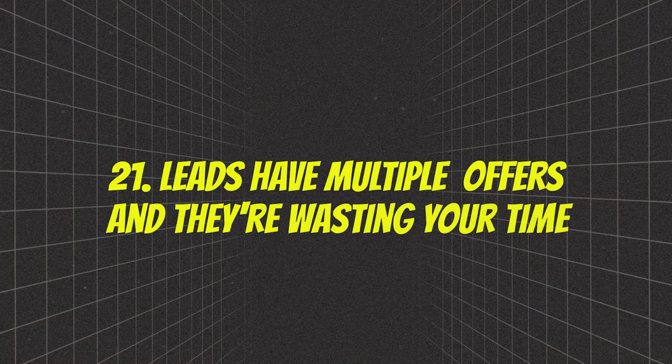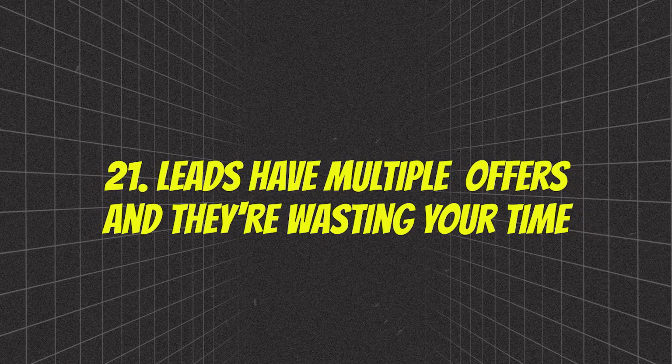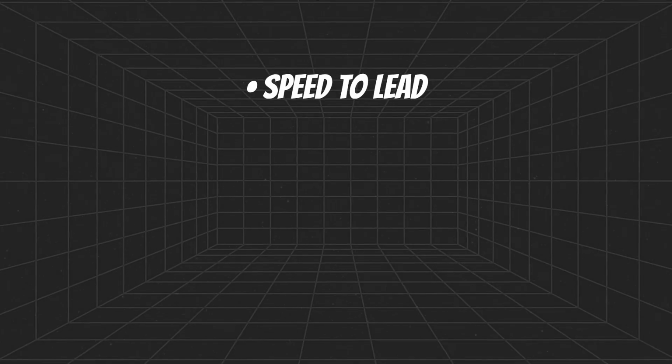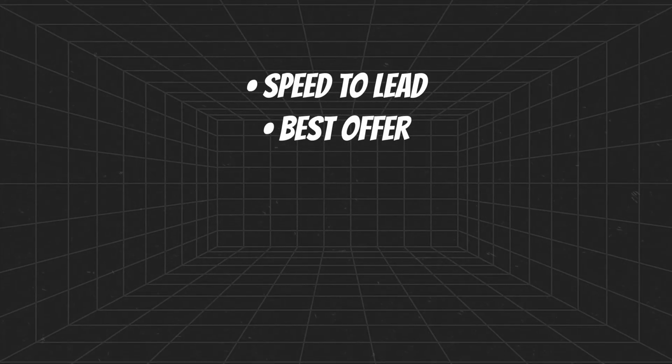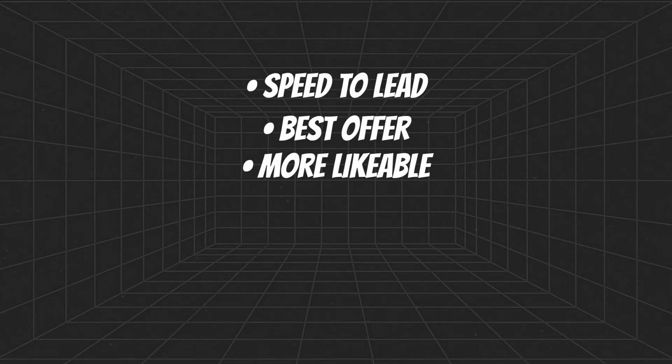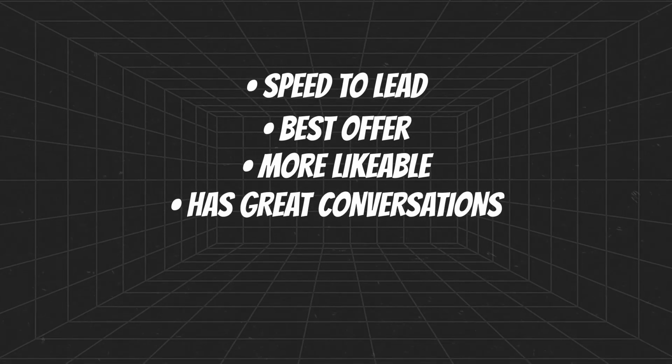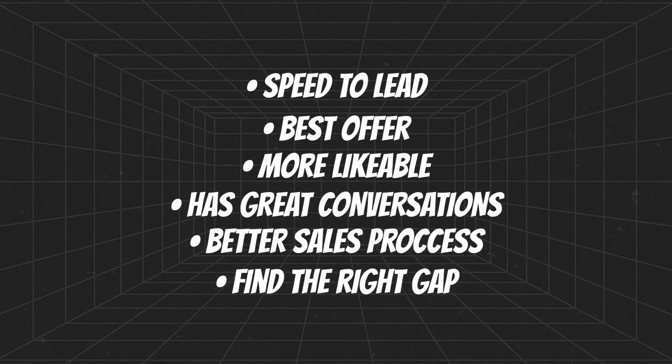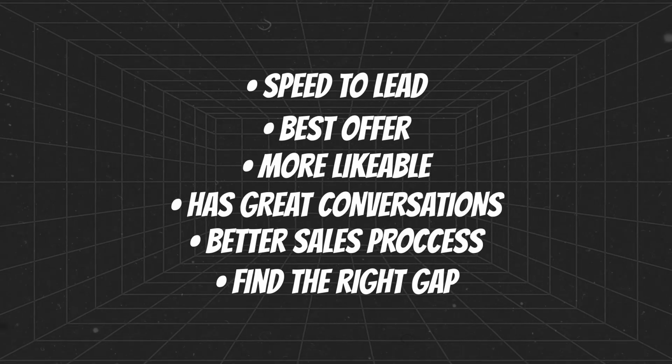Number 21, leads have multiple offers and are just wasting investors' time. This happens all the time with Google leads. It happens all the time with PPC. Speed to lead wins. The person with the best offer wins. The person that is more likable wins. The person that has great conversation and a better sales process and finds the right gap of where they are right now, where they want to be, and ultimately builds a relationship with the person wins.